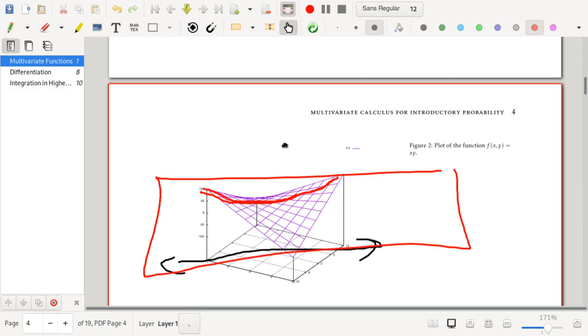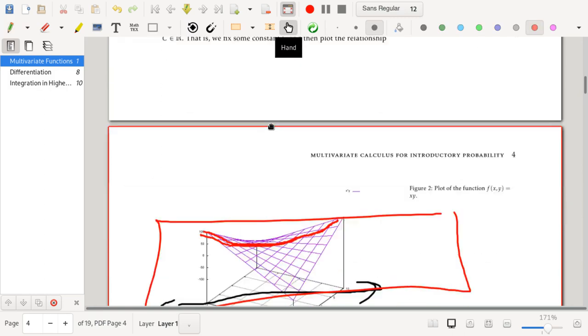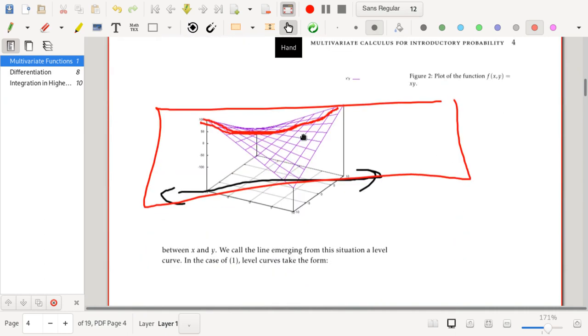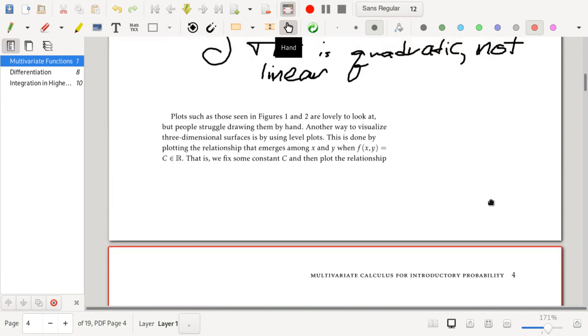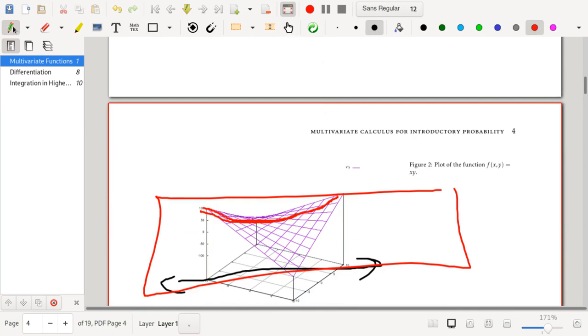Okay, all right. So plots like these, I mean, they're nice, but at the same time, they're really hard to make by hand. There's another way to potentially visualize these surfaces, and it's not just a visualization technique. It's useful to think about these surfaces this way, too. We can use what's known as a level plot. A level plot is basically a plot where you imagine yourself staring down. Here's your eye.